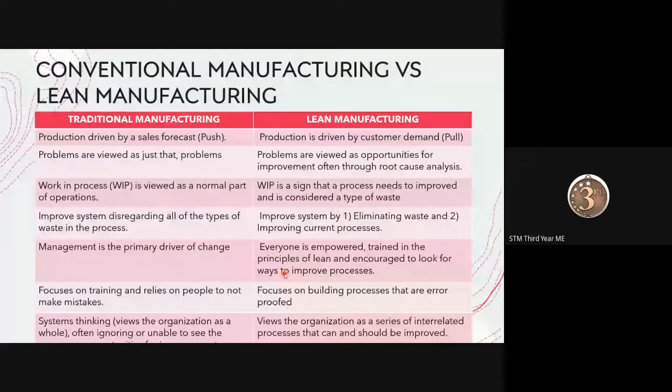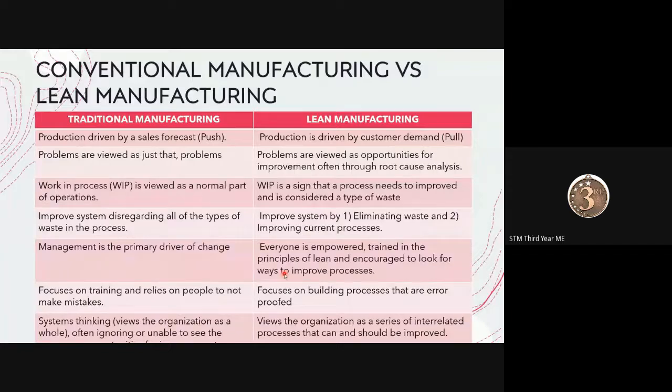We know why WIP was occurring in traditional manufacturing: because of overproduction, right? That is the reason for WIP in inventory. So in lean manufacturing, we are reducing WIP by eliminating overproduction by means of the demand from the customer. That is lean manufacturing.